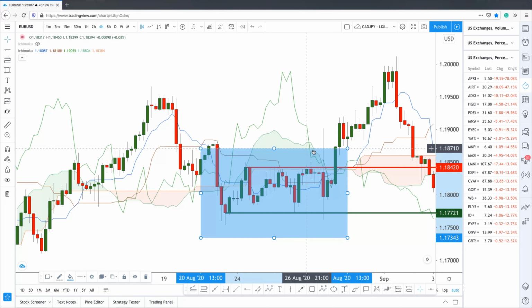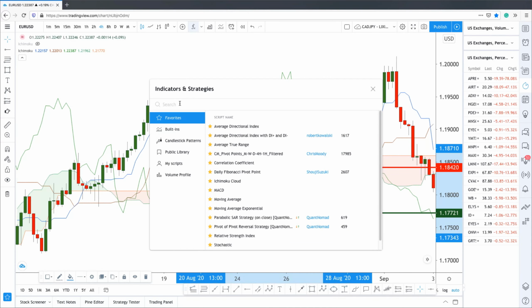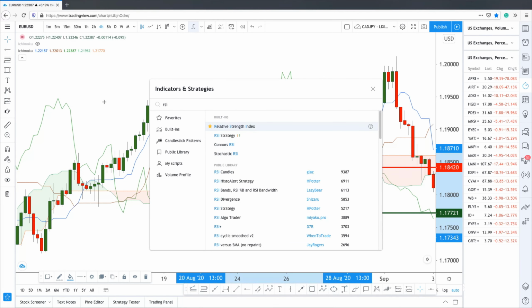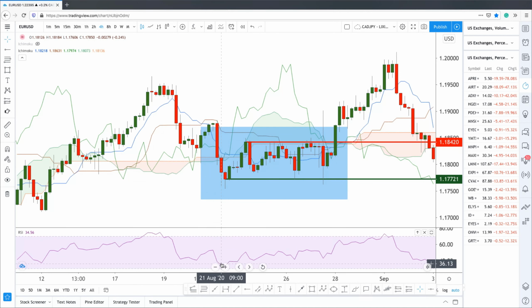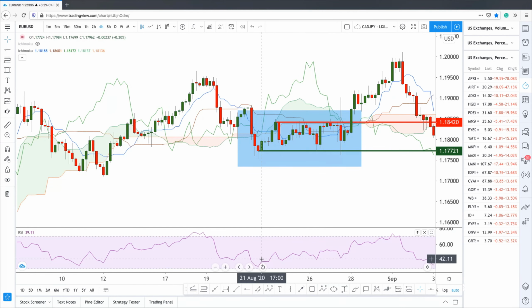So in this case, you can see that there are many conflicting signals in terms of the five components of the cloud. So that's why it's not the best to use it in a ranging market. In a ranging market, you want to explore things like oscillators, for example RSI, or even stochastics. RSI helps us to identify overbought and oversold regions. So you can see it in this area. This is probably best.